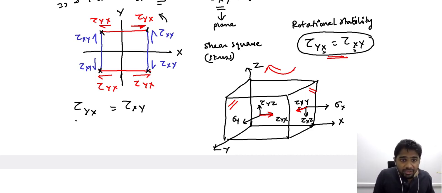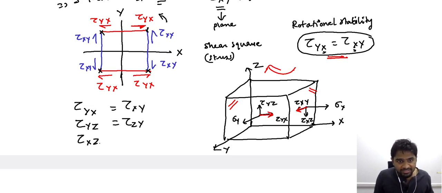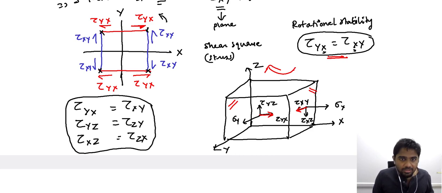So therefore this can be extended to not only the y plane and x direction, it can be extended to the y plane and z direction. So we have a relation such as this. In addition to this, it can be extended to the x plane and z direction. So therefore we have this relation as well. So the rotational stability yields us all these three relations, which means the shear stress, when we interchange the plane and the direction, the value of it is going to remain the same.